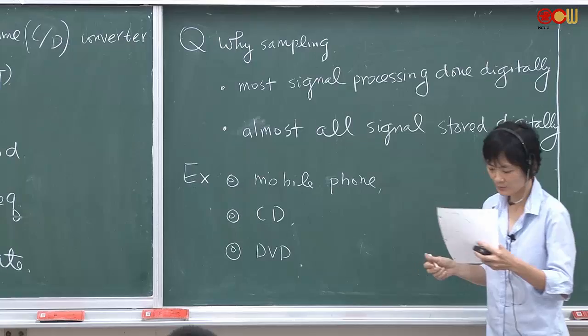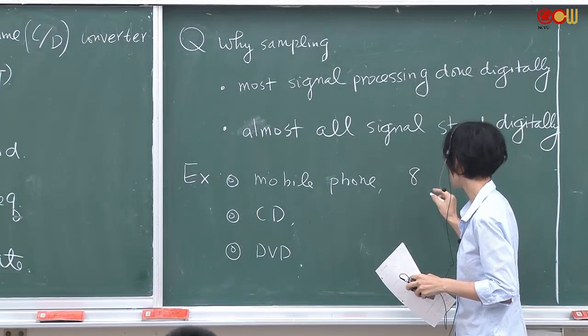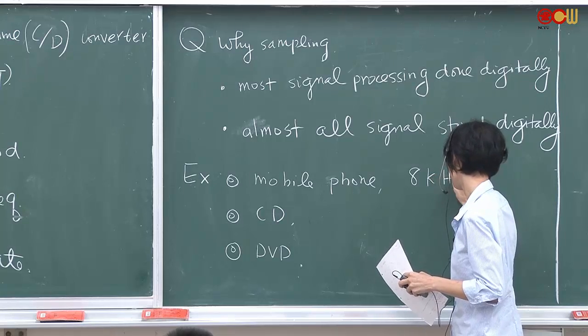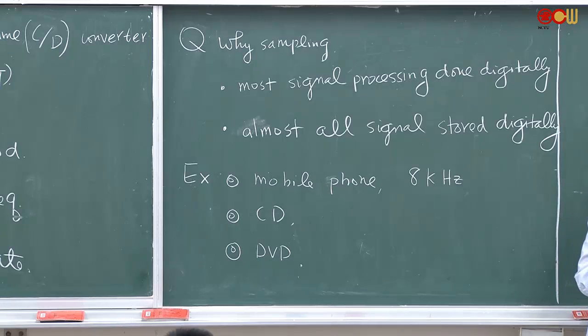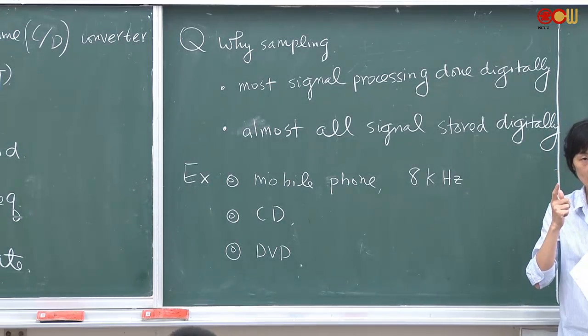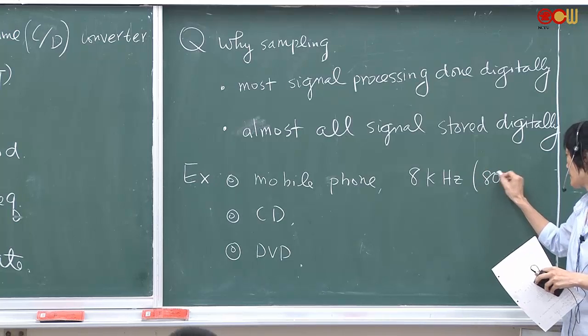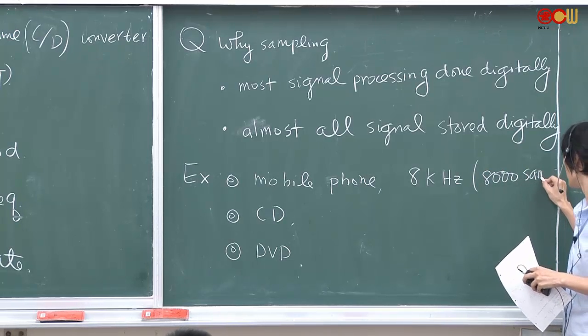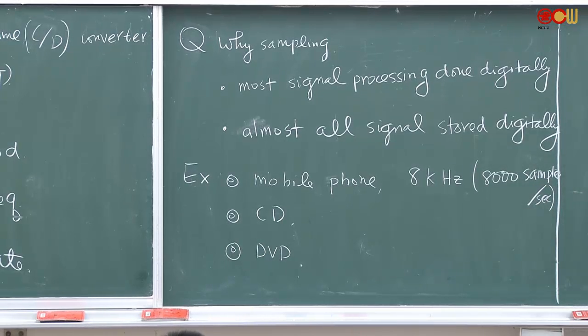Okay, I think this one is more probable. Usually we sample with a mobile phone at 8 kHz. So that's fs. The sampling rate is 8 kHz. That means for every second, 8,000 samples are taken. That means 8,000 samples per second. Okay, that's a mobile phone.